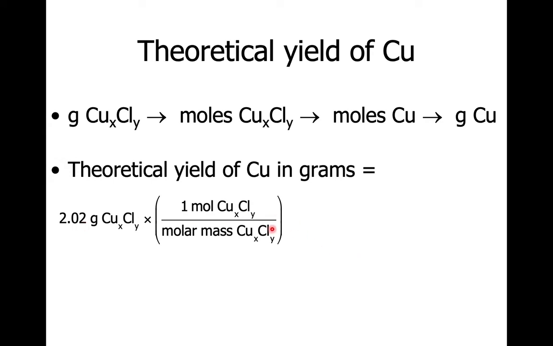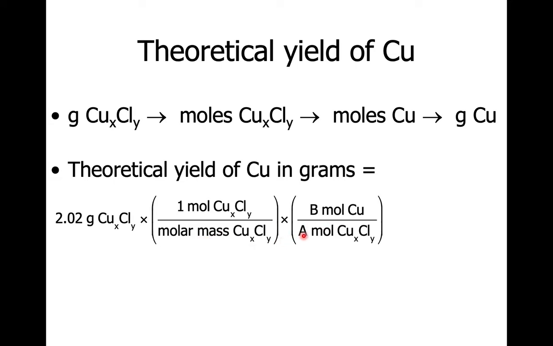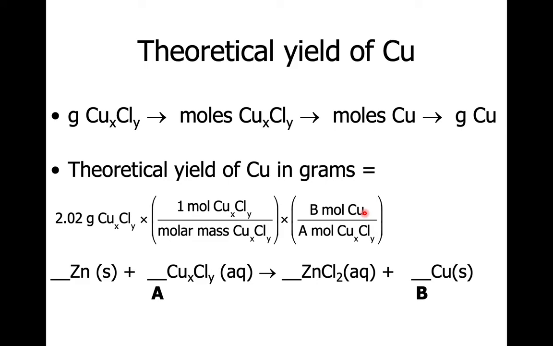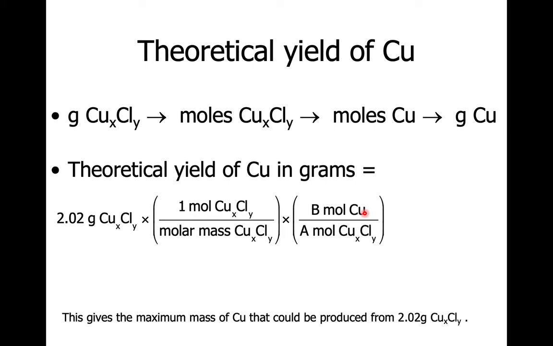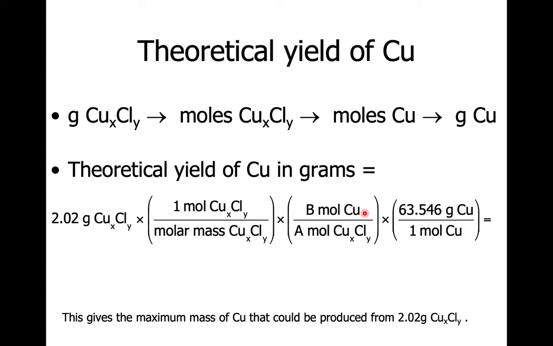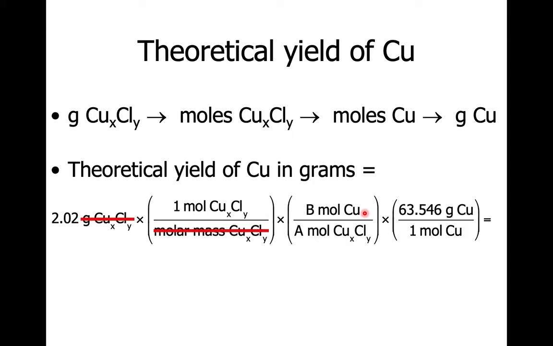You will want to figure out, using your formula, what's the molar mass according to your formula. And then from the balanced equation, you want to have the ratio of moles of the copper chloride to moles of copper that are formed. This gives the maximum mass of copper that could be produced from 2.017 grams of copper chloride. All right, going to go through and cancel our units now. We would have grams on the bottom, canceling grams, moles canceling moles, and then finally moles of copper canceling moles of copper. And from this we would predict how many grams of copper we would expect from 2.017 grams of copper chloride.